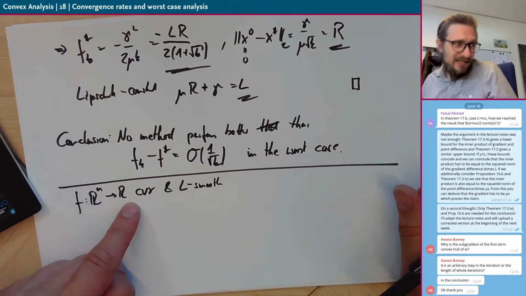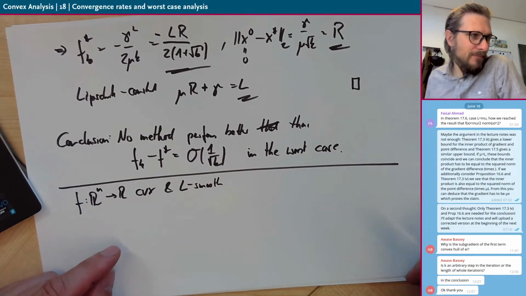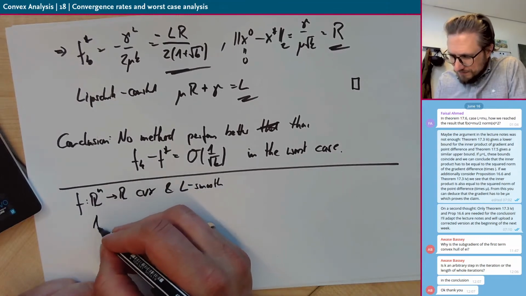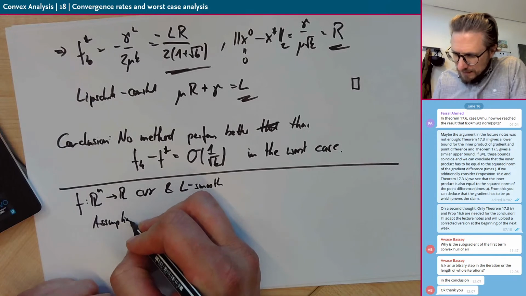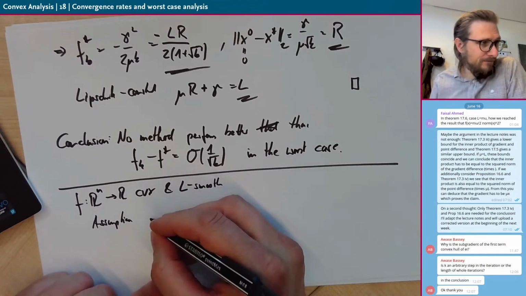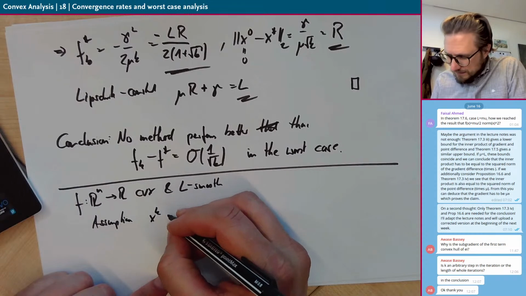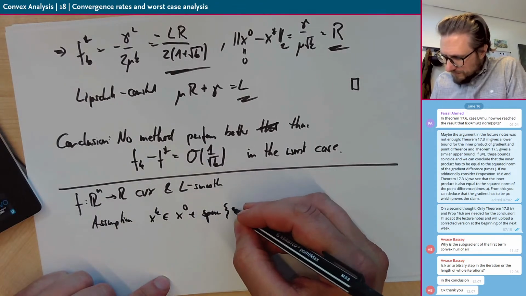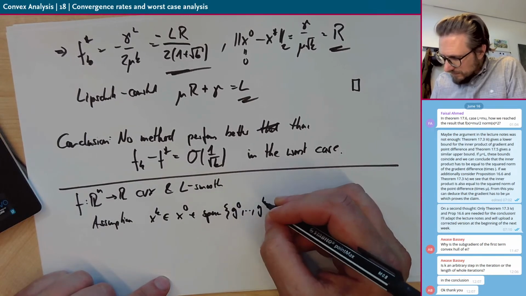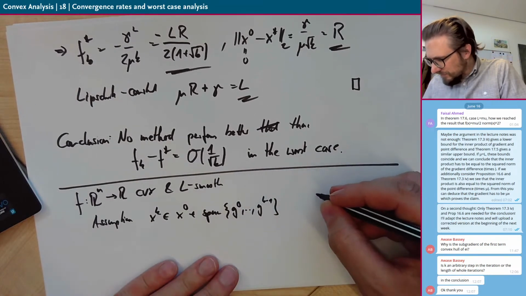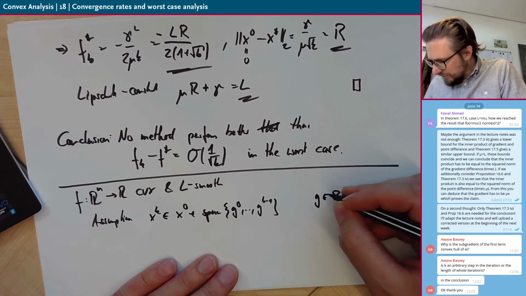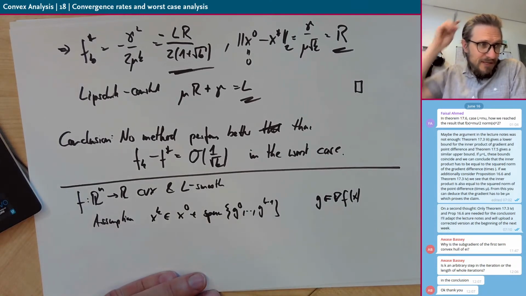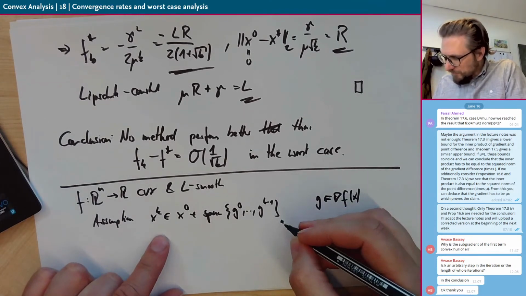So here things change a little, but not that much. This is our function class now, and our assumption is again that xk is in the set of the initialization plus the span of the first k minus 1 gradients, where g is the gradient, equal to the gradient of f at x. So these are the first k gradients that you see. And we call these methods which do this first order methods.